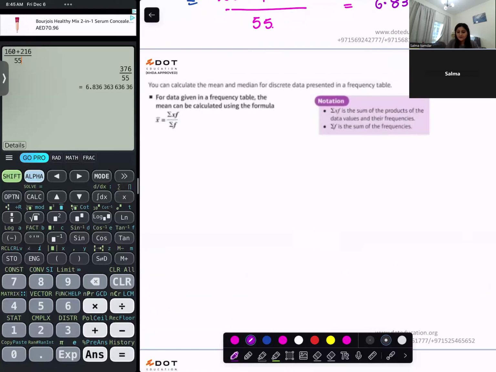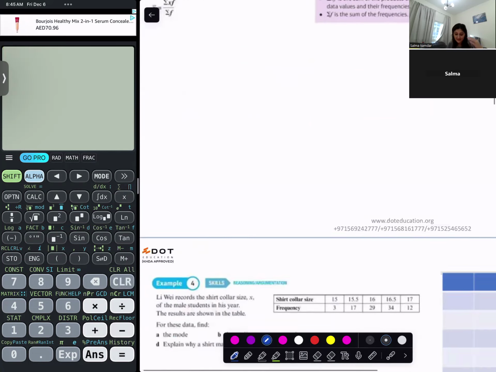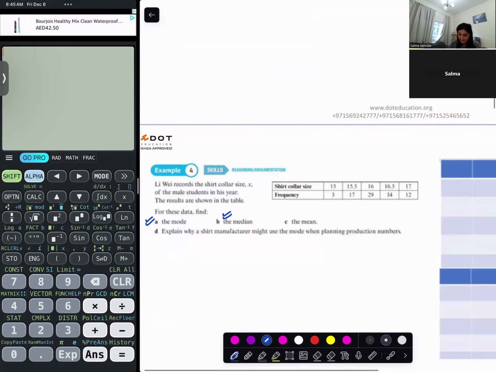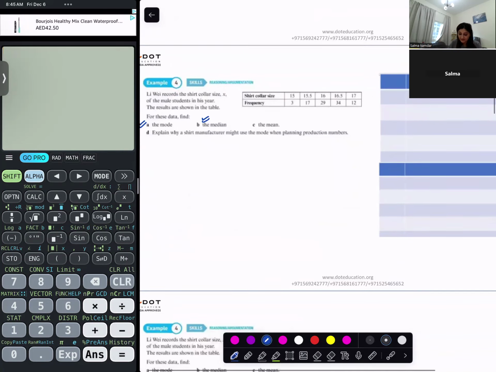As discussed, we can also calculate the mean of grouped data. I will teach you how to use the calculator for calculating the mean of grouped data. In example number 4, they have also asked you to calculate the median and the mode. Just for reference, right now, we will do in detail about the median and the mode later. Median means the middle value of the observations, and mode means the value that is repeated the most. Okay, let's take example number 4. We will do this with the help of our calculator.